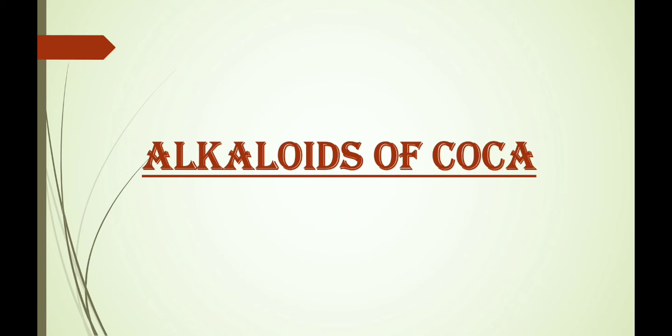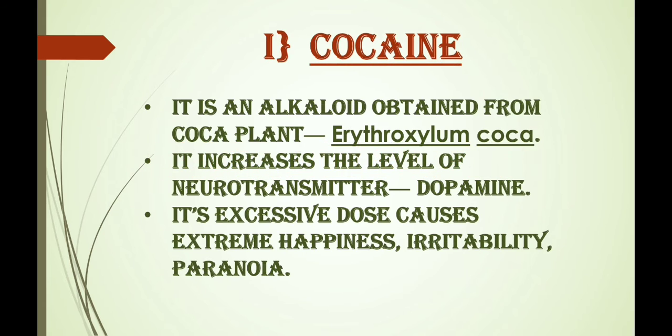Alkaloids of coca. Alkaloids of coca include first cocaine. Cocaine is an alkaloid obtained from coca plant, that is Erythroxylum coca. It increases the level of neurotransmitter, that is dopamine. Its excessive dose causes extreme happiness, irritability, or paranoia.